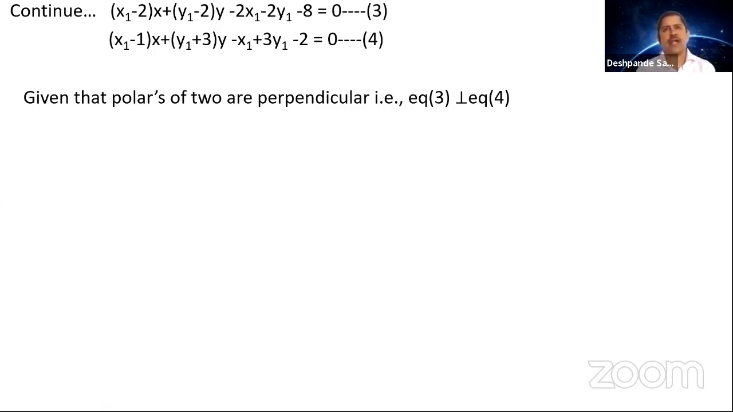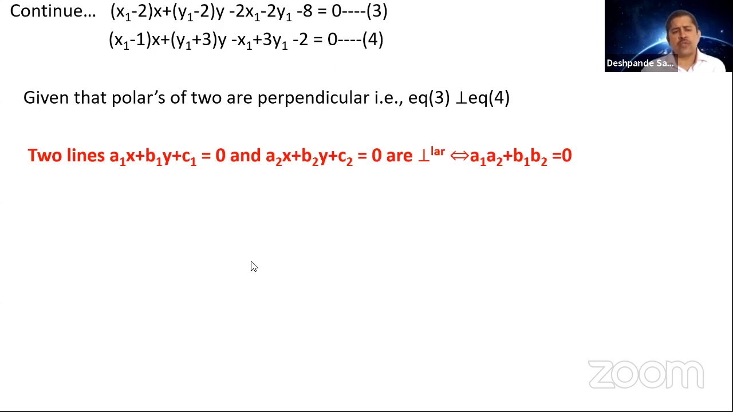Whenever you say two lines are perpendicular, what is the condition? Remember, in the first year you got a condition. Whenever you have a1x + b1y + c1 = 0 and a2x + b2y + c2 = 0 as two lines, what is the condition for perpendicularity? Do you remember? If they are perpendicular, the condition is: coefficient of x times coefficient of x plus coefficient of y times coefficient of y equals 0. So a1a2 + b1b2 = 0. This is the condition.